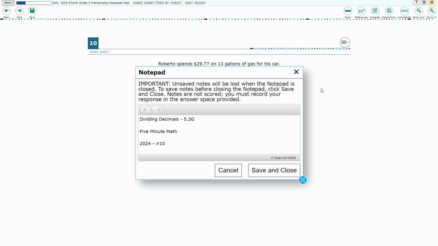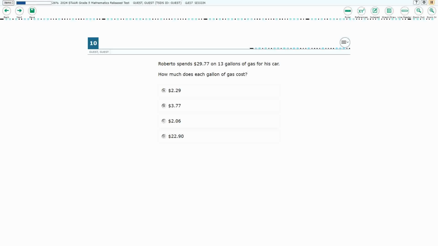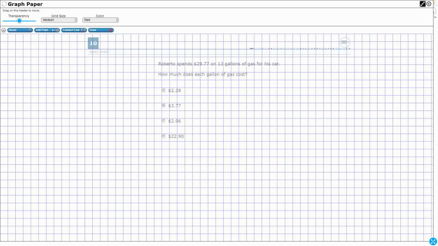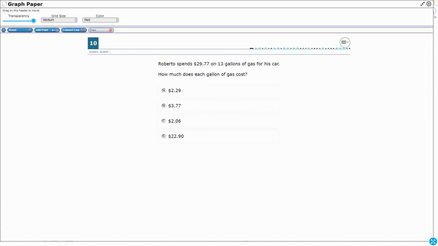Today we are looking at the 5th grade concept of dividing decimals. This is standard 5.3G in the great state of Texas, and we are using item number 10 of the 2024 released STAAR test. If you haven't done so already, please go ahead and take a moment to pause the video, work this problem out on your own, unpause it, and we will look at our answers together.